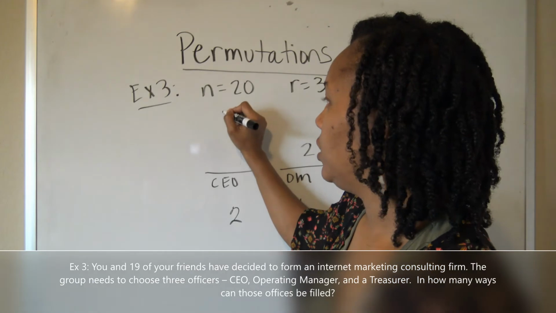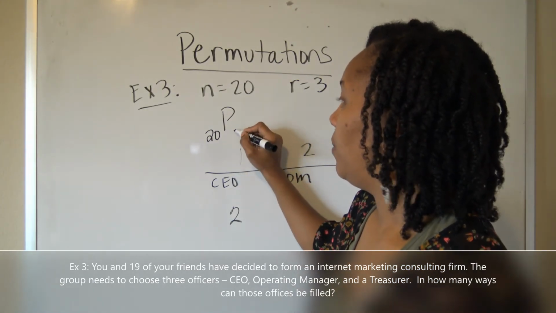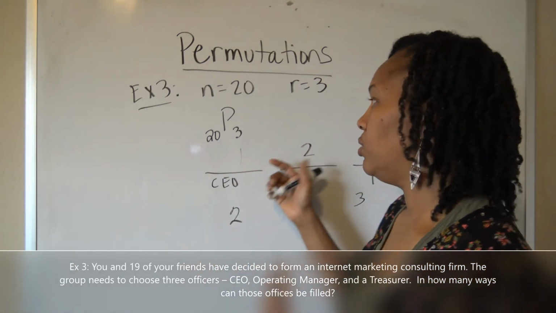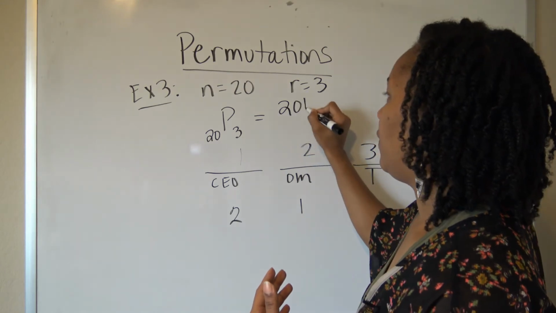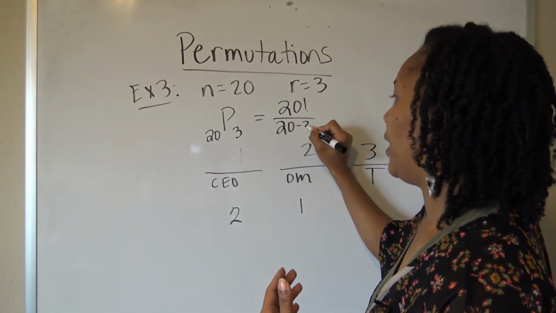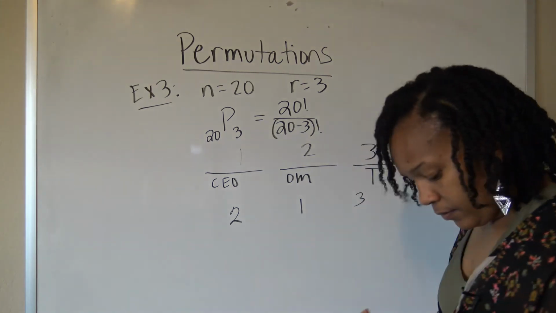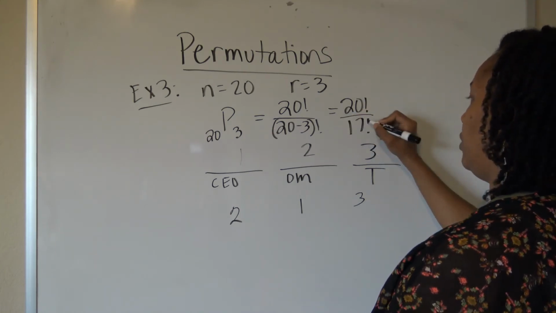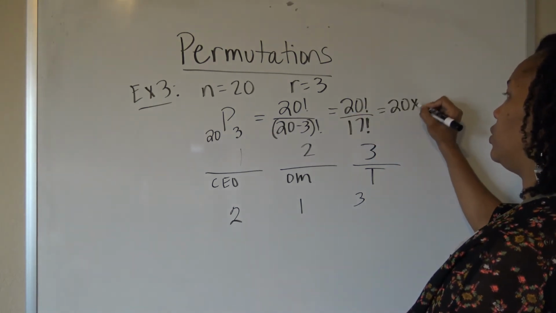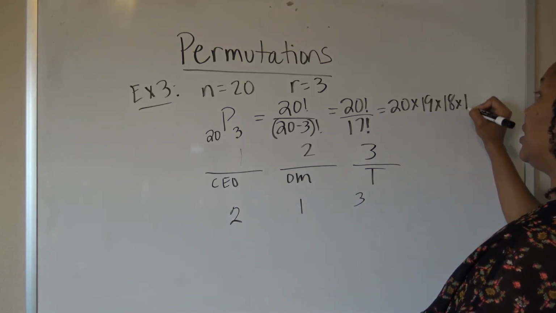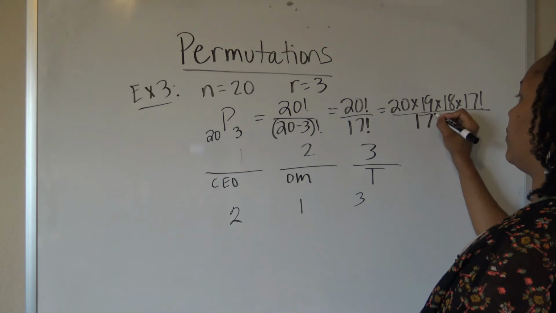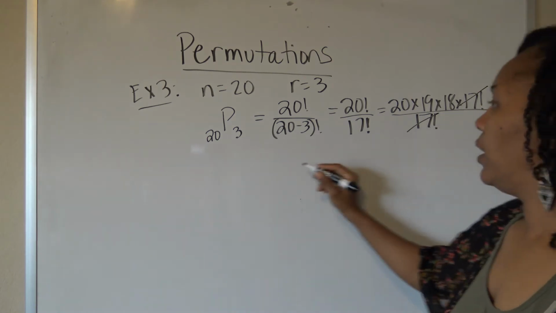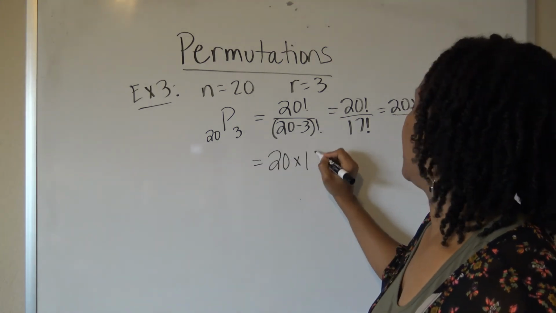So that means we use the permutation formula, which will be 20P3, or 20 permute 3. That means we have 20 items total, and we're choosing 3 only. So the formula will be 20 factorial over 20 minus 3 factorial. Well, that's equal to 20 factorial over 17 factorial. So 20 factorial is 20 times 19 times 18 times 17 factorial. So notice your 17 factorials cancel, and that leaves you with 20 times 19 times 18.